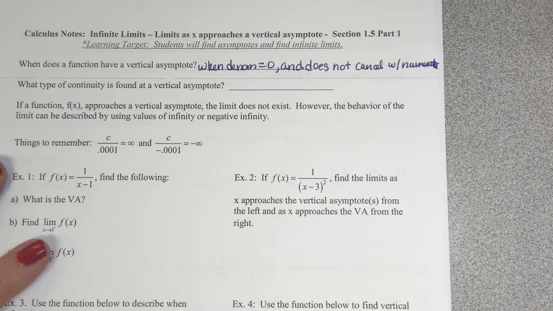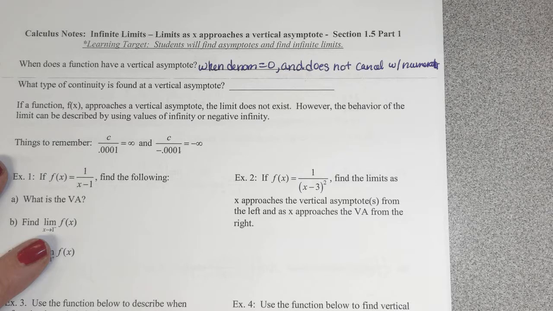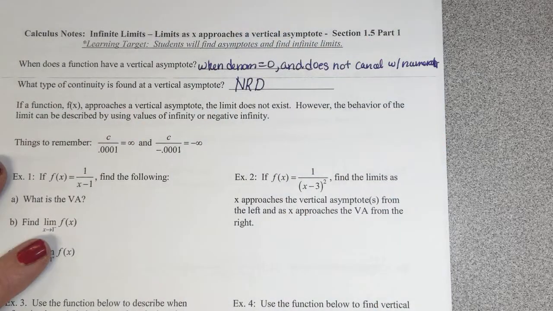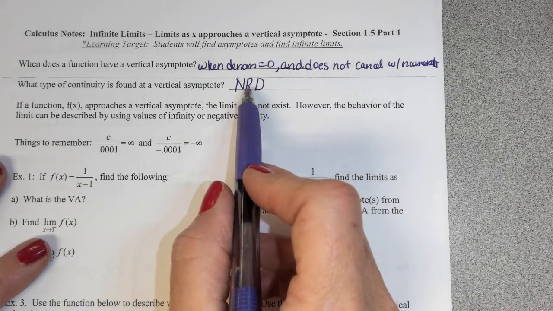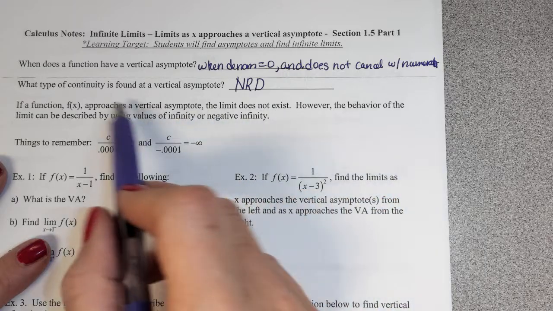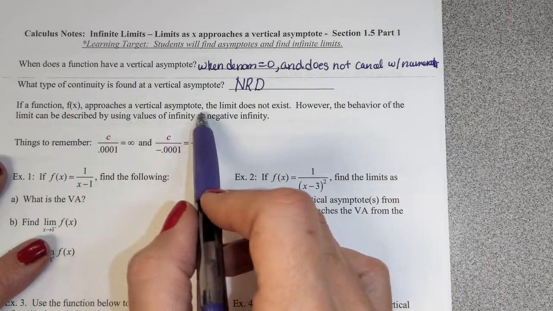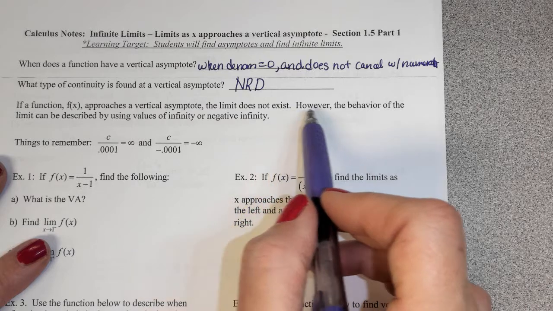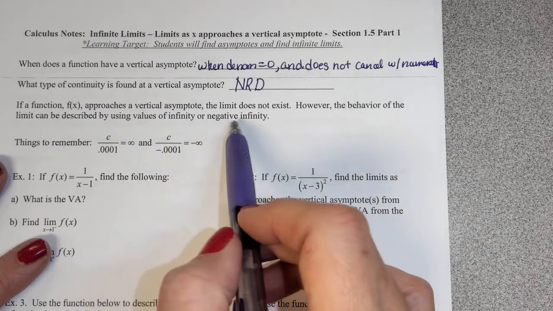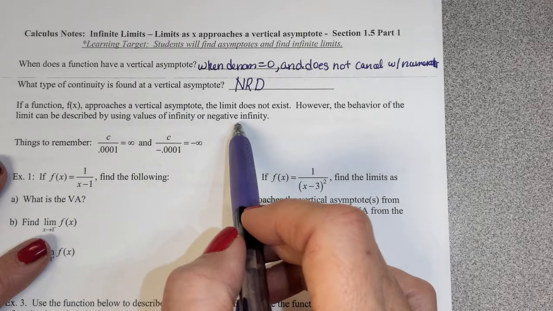What type of continuity is found at a vertical asymptote? We have three options: continuous, removable discontinuity, or non-removable discontinuity. Non-removable. So it's a non-removable discontinuity. And anytime we have a non-removable discontinuity, we're going to know that the limit does not exist. So anytime a function is approaching a vertical asymptote, the limit does not exist. However, the behavior of the limit can be described by using values of infinity or negative infinity, like I just showed you a minute ago.